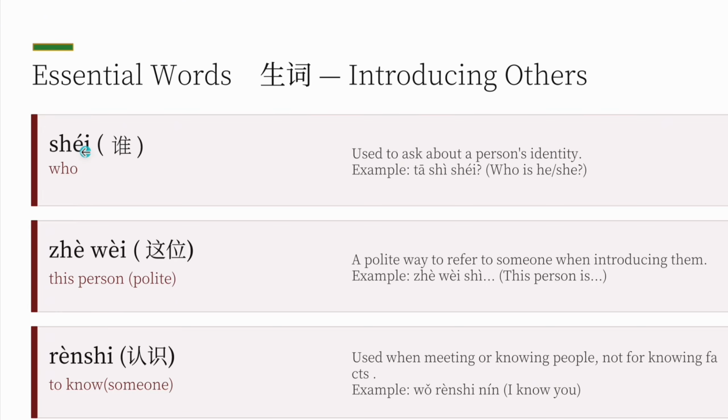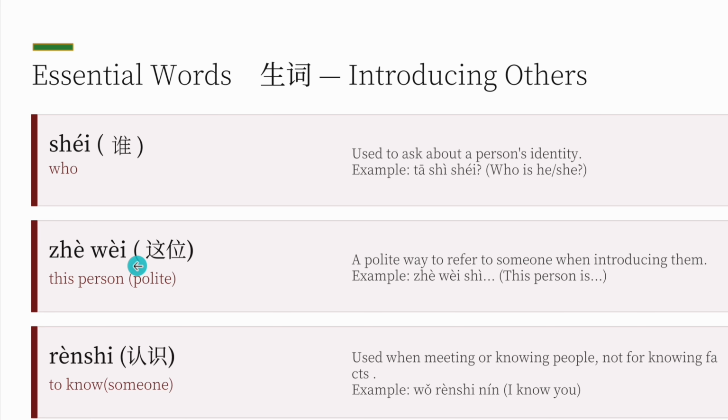谁 means who. It is used to ask about a person's identity. For example, 他是谁? Who is he or she?